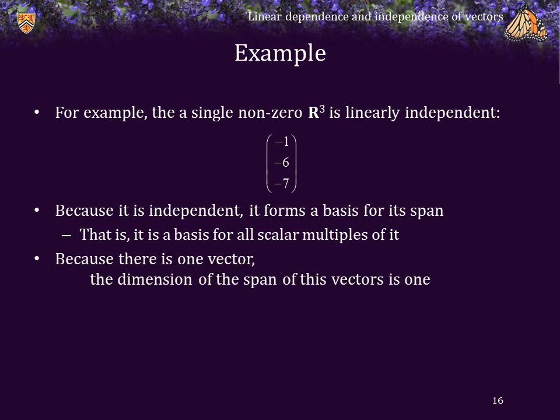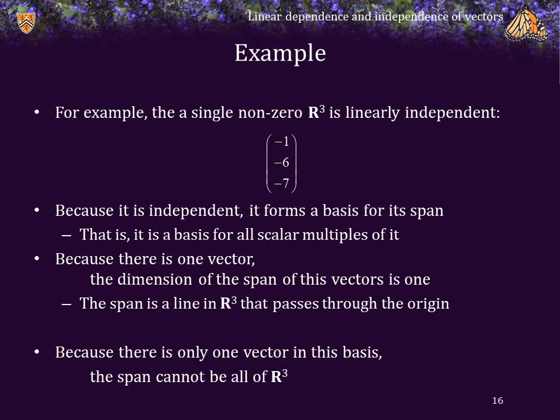Because there's only one vector, the dimension of the span of this one vector is 1. So the span of this one vector is a single line in R3 that passes through the origin. Because there is only one vector in the basis, this cannot span all of R3. Instead, it spans a one-dimensional subspace of the three-dimensional vector space R3.